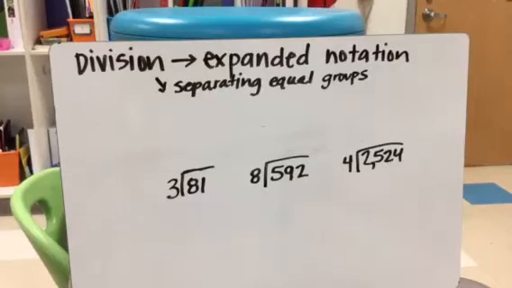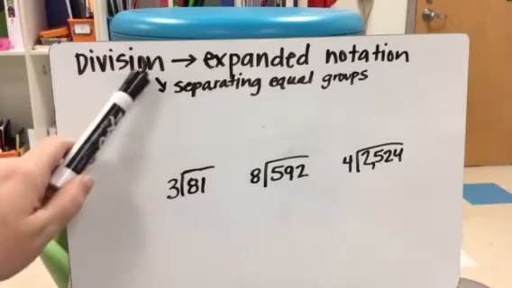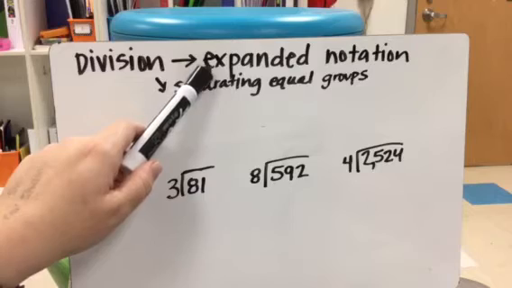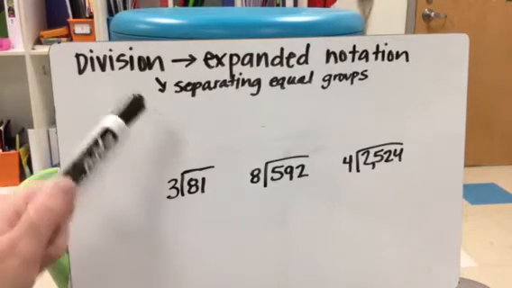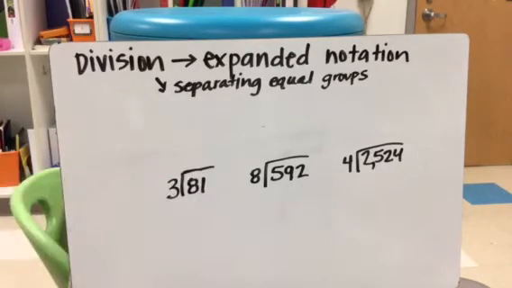In this video, I'm going to be modeling for you the division strategy of expanded notation. So as a reminder, division is the separating of equal groups. Multiplication was the joining of equal groups. Division is just the separating of those equal groups.